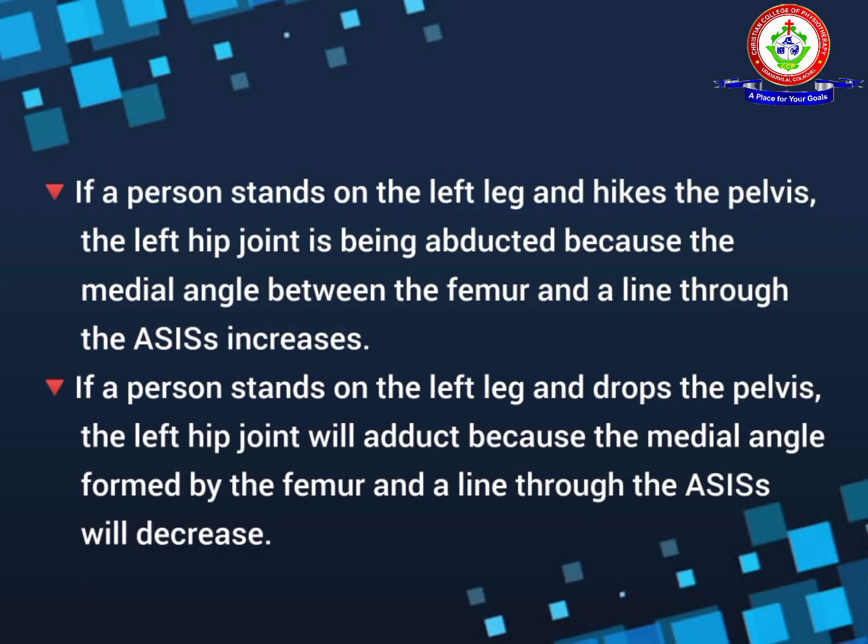If a person stands on the left leg and hikes the pelvis, the left hip joint is being abducted because the medial angle between the femur and a line through the anterior superior iliac spine increases. If a person stands on the left leg and drops the pelvis, the left hip joint will adduct because the medial angle formed by the femur and a line through the anterior superior iliac spine decreases.